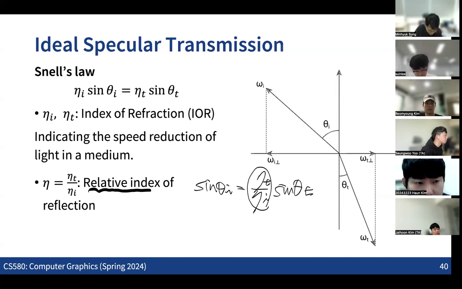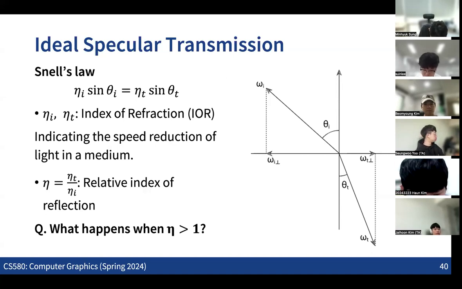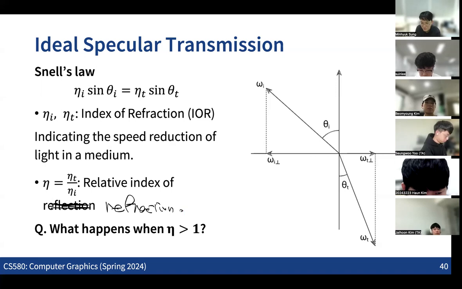So here is one quick question: if we have a relative index of refraction greater than one, then what kind of bending of the light are we going to see? If this relative index of refraction is greater than one, what trend are we going to see?